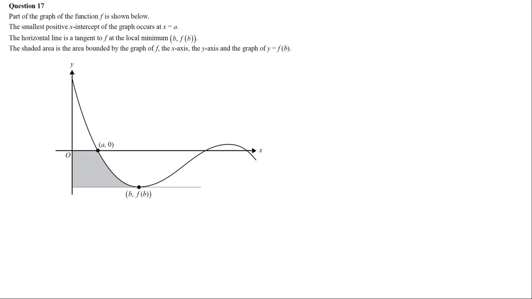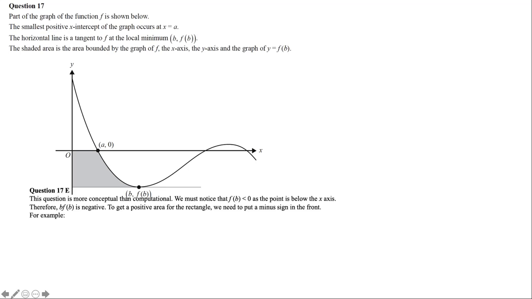Question 17. Part of the graph of the function f is shown below. The smallest positive x-intercept of the graph occurs at x equals a. The horizontal line is a tangent to f at the local minimum b, f of b. Notice that this f of b is a negative value, which helps us to define the correct expression for the shaded area later. So to express the shaded area, because f of b is less than 0, it's below the x-axis.